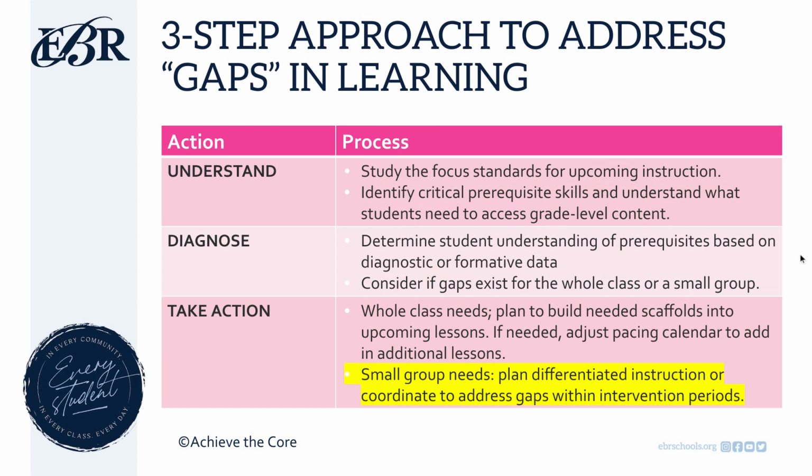So then small groups needs, plan differentiated instruction, or coordinate to address gaps within intervention periods. So we have to make sure we do, as we said in the beginning, look at our students, split our students based on their achievement levels, and those could be our small groups.